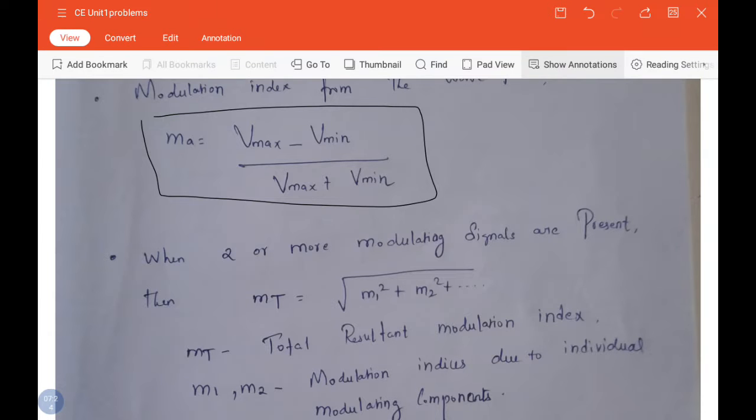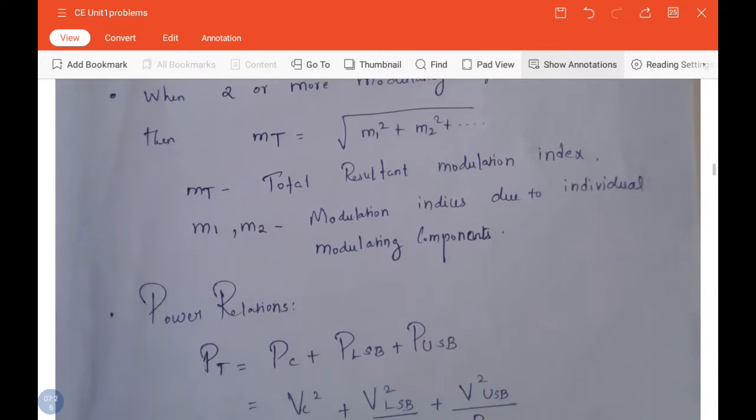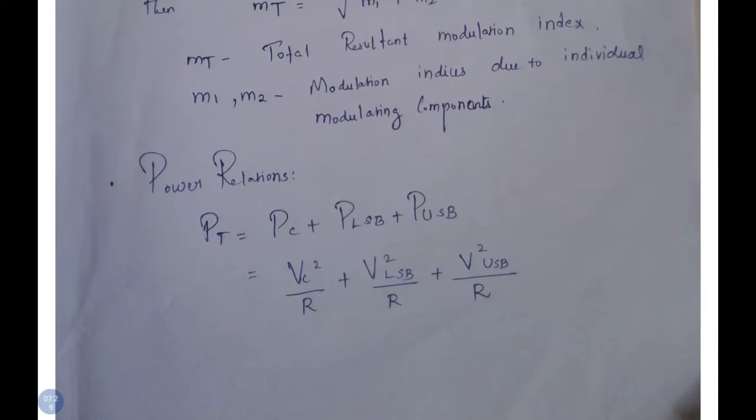Okay students, and the next one is the power relation. The power relation comes with the total power, carrier power, USB power and LSB power. The total power is nothing but the sum of all these powers: carrier power, USB power and LSB power. Generally you know the power formula: power is V square by R. So carrier power is Vc square by R, LSB power is VLSB square by R, and USB power is VUSB square by R.